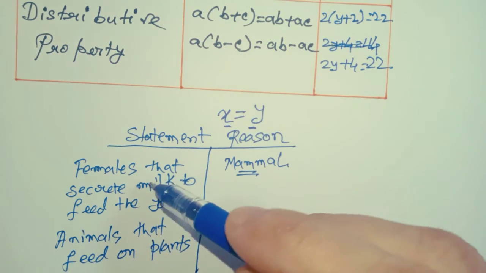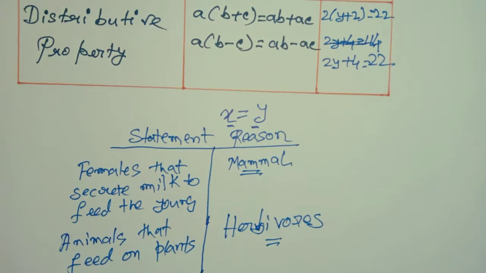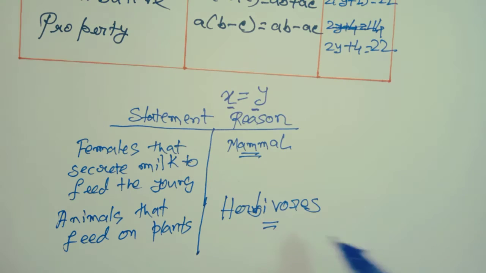Just like mammals, females that secrete milk to feed the young, these are called mammals. Herbivores. In this way, in logic also, you might find numerous definitions which have a definite reason, and only those which satisfy that are called, formally, satisfying the equality statement.